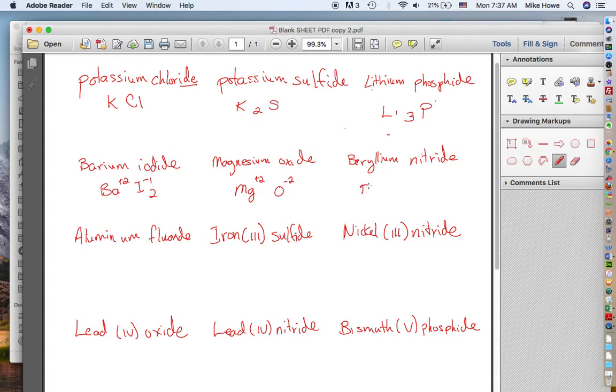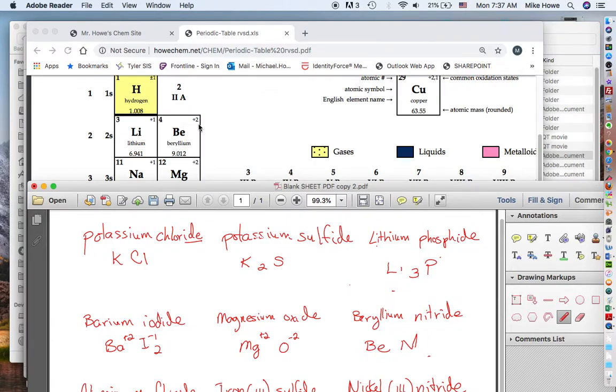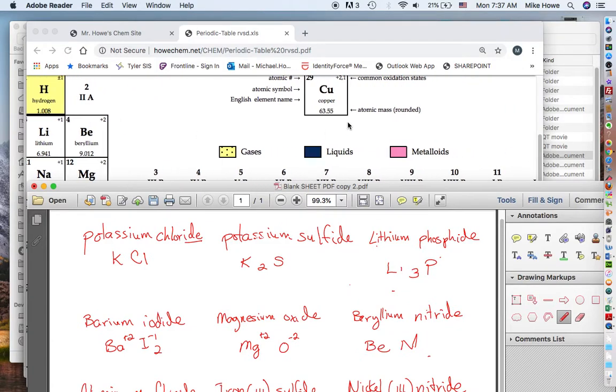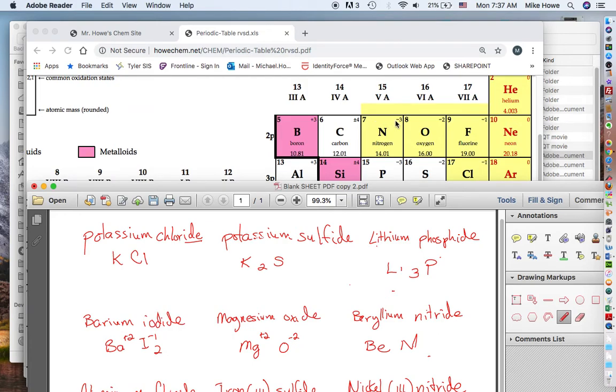Over here we got beryllium and nitride. Nitride means nitrogen. Remember, the -ide ending means that you have just a plain element. So oxide is oxygen, iodide's iodine, fluoride's fluorine, and so on. Okay, so if you look at the periodic table, beryllium will be a +2. Let me show you that real quick. Beryllium's right here, +2. If you go to nitrogen, it's -3.